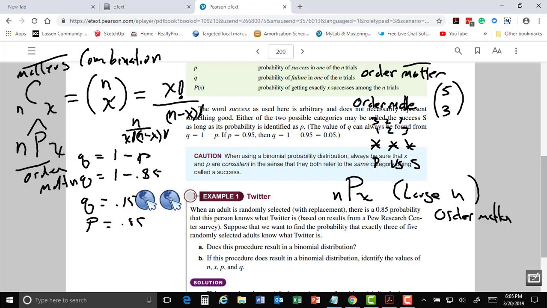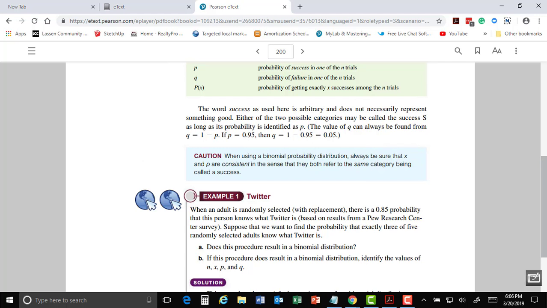Let's try it so you can get an idea. Let's talk about this problem. Let's say we're doing five combination of n, choose x. That's going to be equal to n factorial, which is quite big, divided by n minus x factorial, and then divided by x factorial. Do you see that?